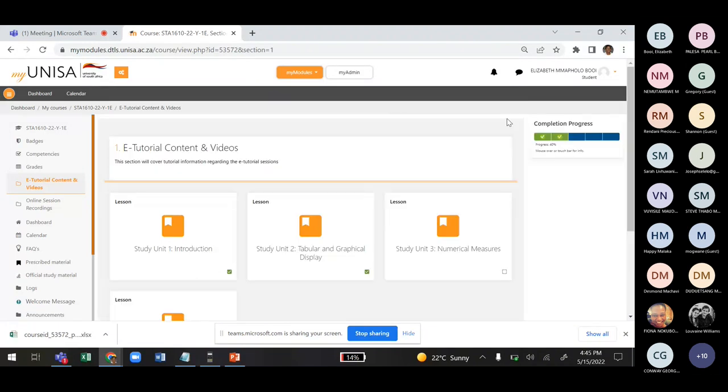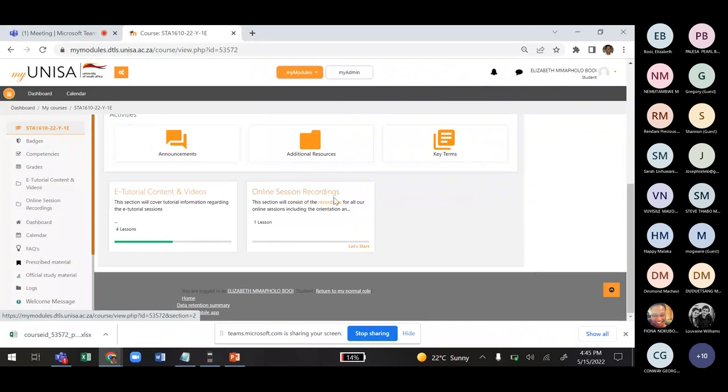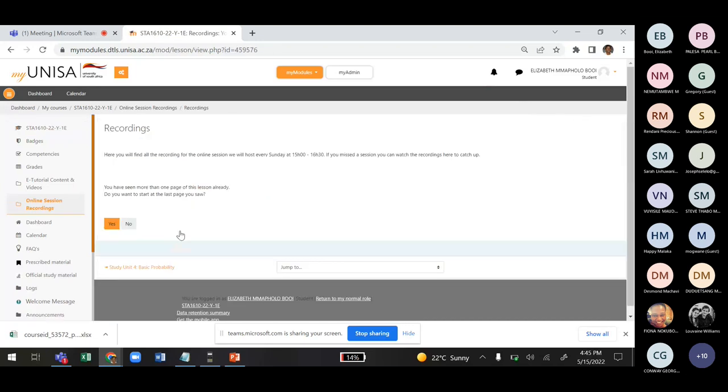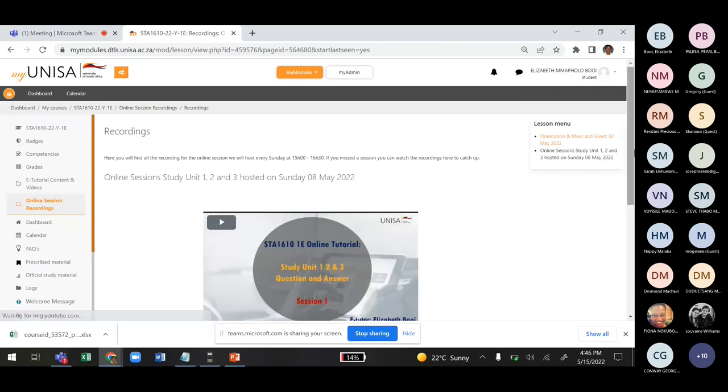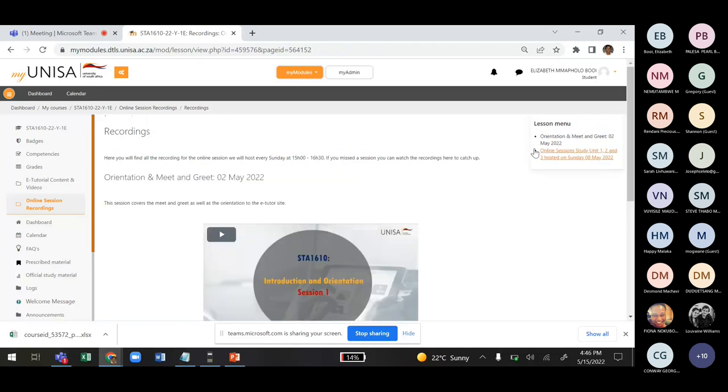Right. The session for today, it's recorded. It will be loaded on here under the online session recording. I'm separating the two because I don't want to put this there, then you won't find the recordings for these sessions. So for this session, this is last week's session. The recording is on here. Let's see. There is the recording for the first session that we had. I don't know why this one is not showing. There are two sessions actually here.